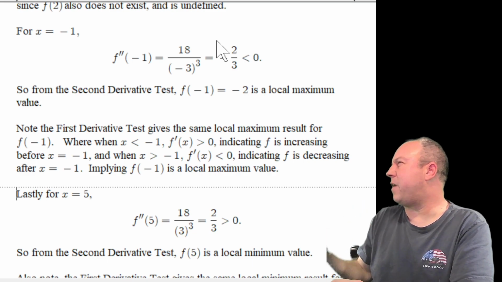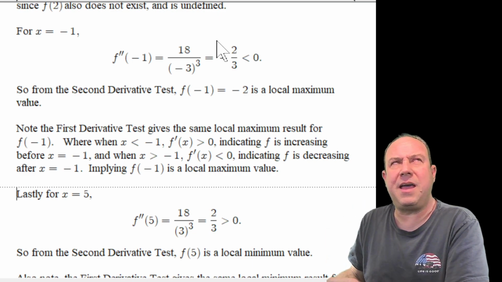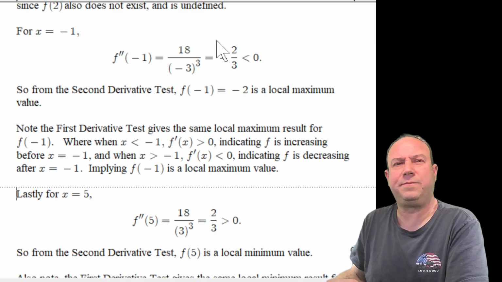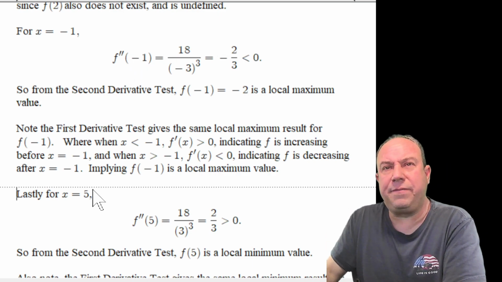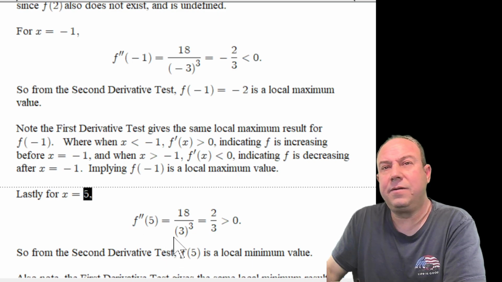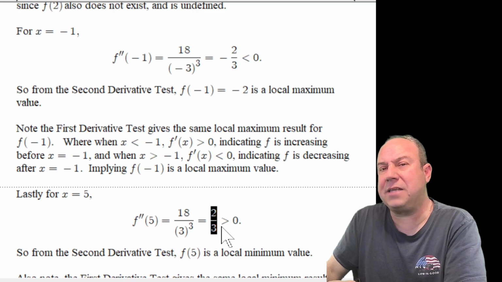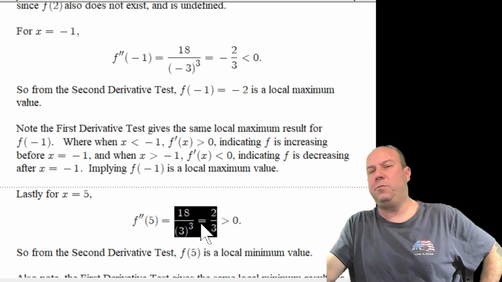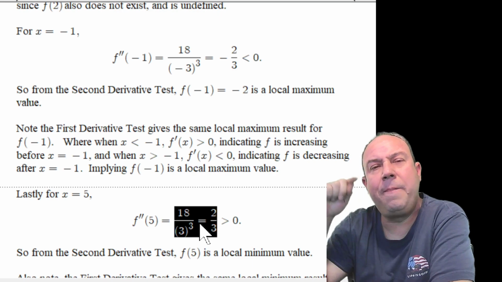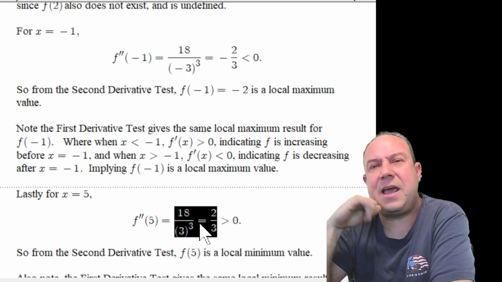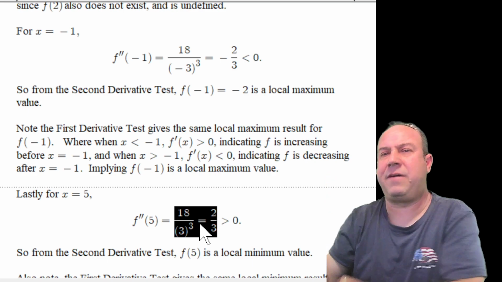It's just a matter of evaluating the second derivative at your critical point. Just plug in 5. When we plug 5 into our second derivative, it is going to be 18 over (5 minus 2) cubed, which gives me 18 over 3 cubed. 18 over 27 simplifies to positive 2/3, which is greater than 0. That says that f of 5 must be a local minimum value.